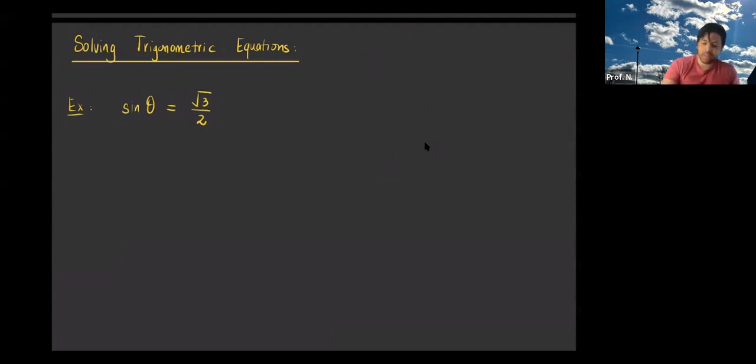So this is an equation. This is an equation for trig, a trigonometric equation. I want to solve for theta.